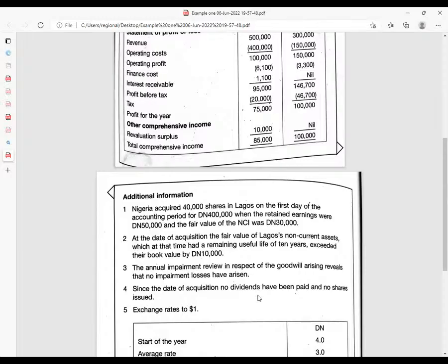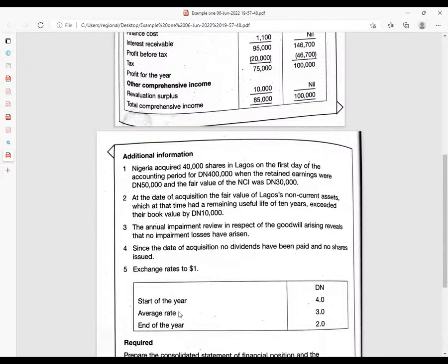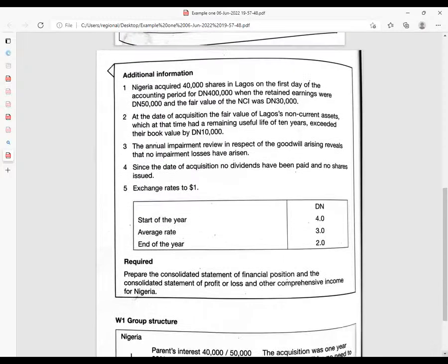The annual impairment review in respect of the goodwill arising reveals that no impairment losses have arisen. Four, since the date of acquisition, no dividends have been paid and no shares issued. We can see the exchange rates to dollars. We have the start of the year, the average rate for the income statement items, and the end of the year for the balance sheet items, assets and liabilities. So they want us to prepare a consolidated statement of financial position and a consolidated statement of profit or loss and other comprehensive income for Nigeria.